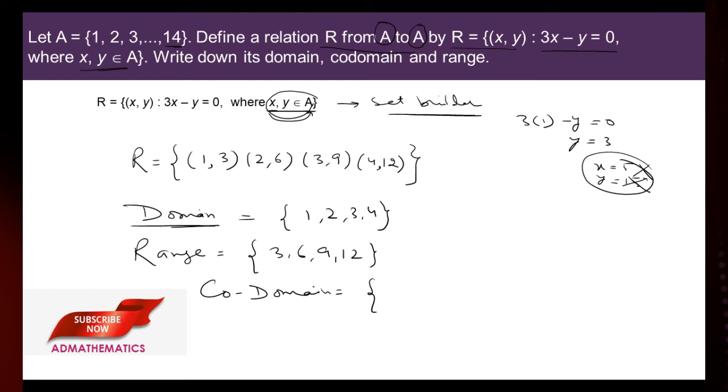Codomain will be all the elements of the second set. What is the second set? Y belongs to A. So all the elements of A. What is A? 1, 2, 3, 4 up to 14. So this is the codomain. So range is a subset of codomain.